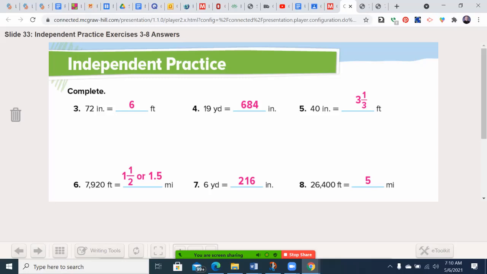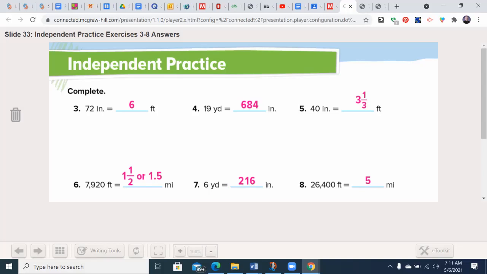19 yards is how many inches? I'm going to multiply by 36. Now, this is really close to where we start using calculators. And that's okay in some contexts, as long as you know the conversion here. But we end up with 684 inches.